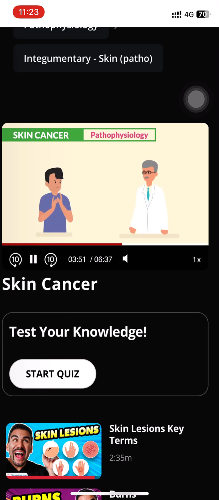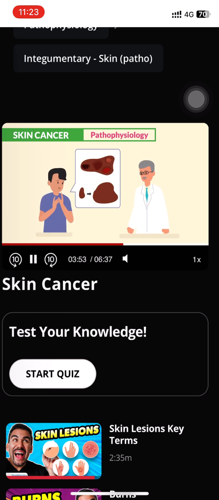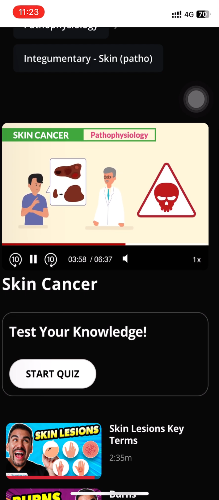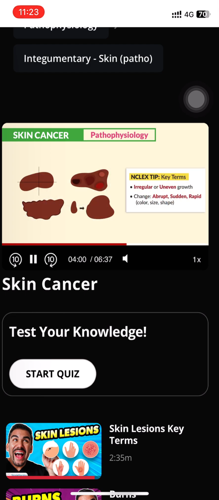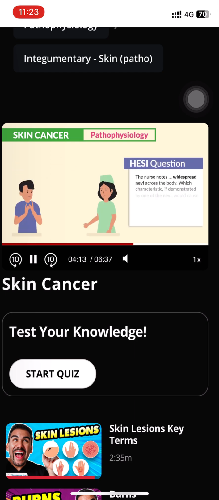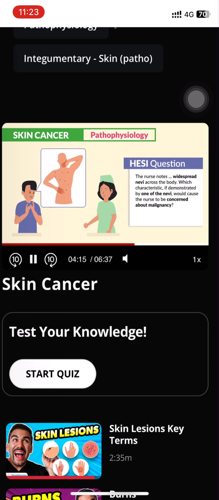So teach clients to report to the HCP for a follow-up immediately. This could mean deadly malignancy. Now, a little side note here. A full workup for every single mole is not necessary. Only the ones that are changing or have uneven growth or irregular growth here. So Hesi mentions, the nurse notes widespread nevi across the body.